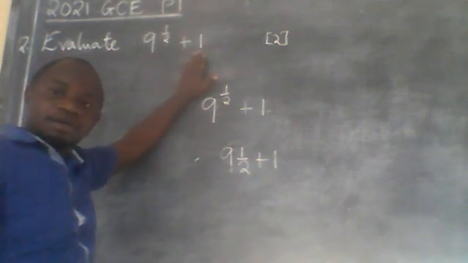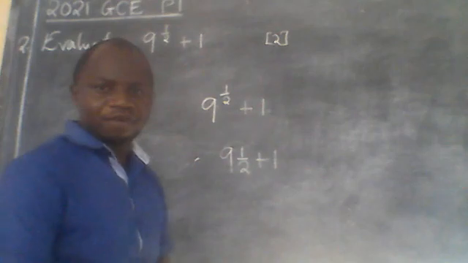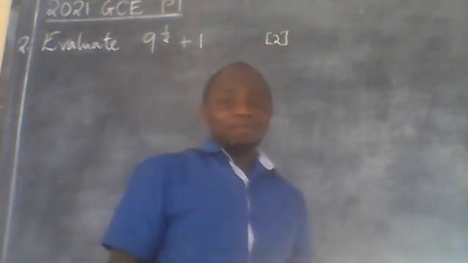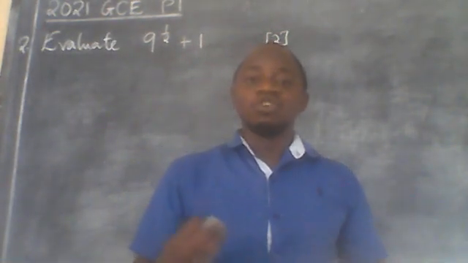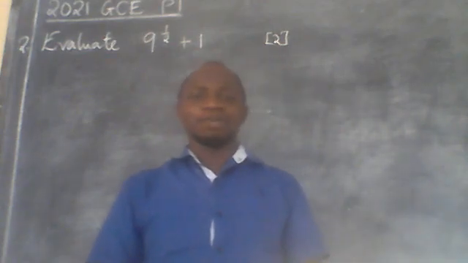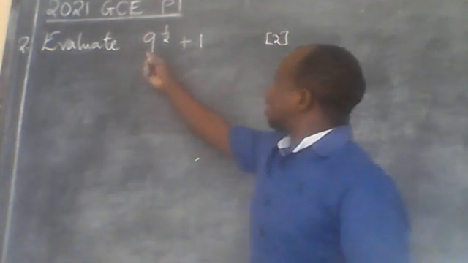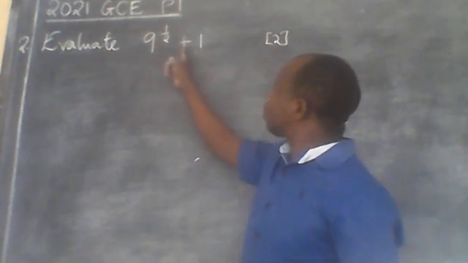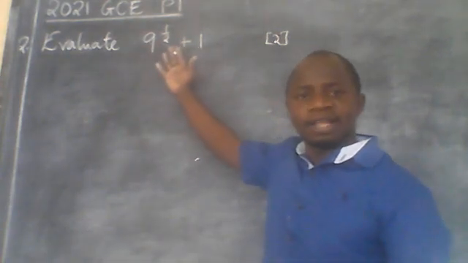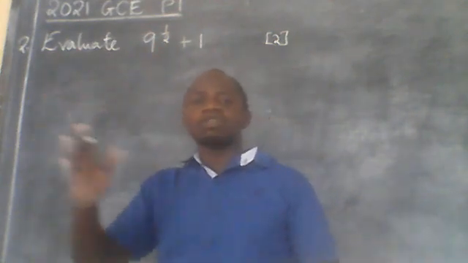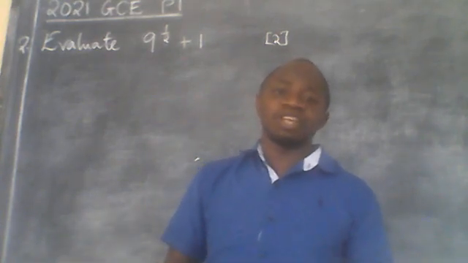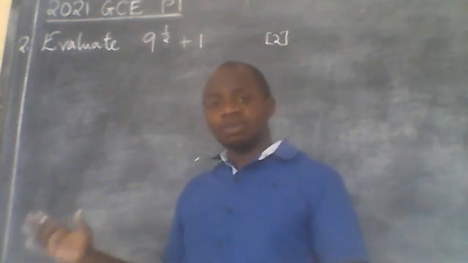Now that we have copied the question, which topic is the question coming from? Very important. The question is coming from a topic called index notation. Others still say indices. In addition, we call them exponentials. So now, if you look at this, 9 to the power 1 over 2 plus 1, you have to understand the meaning of the power, the meaning of the base, and the laws of indices. After understanding the laws of indices, you also need to know how to solve exponential equations. Then you have covered that topic.